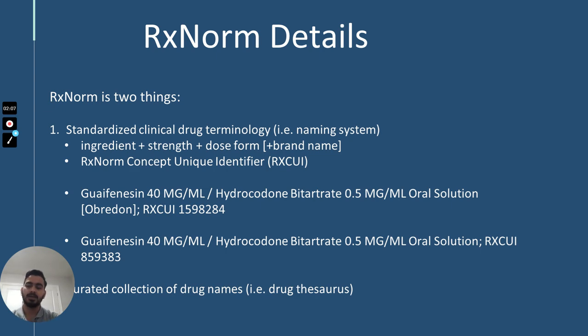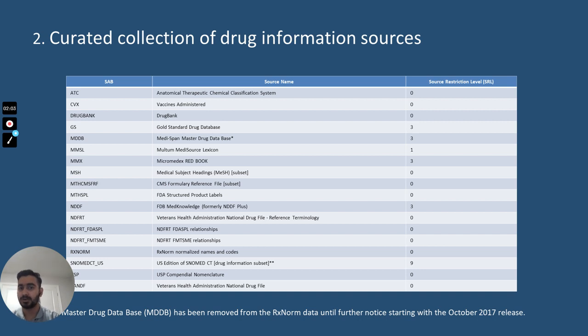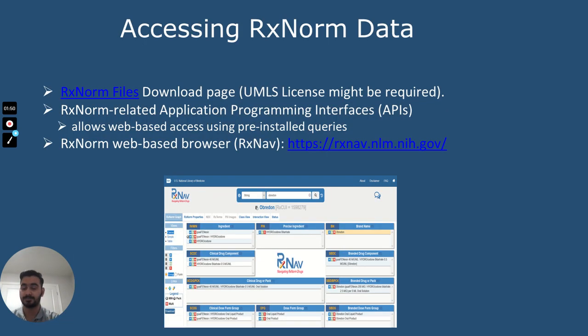And also, it's basically a curated collection of drug names, a curated collection of information sources. It's a database kind of, from where normalized names and codes come, basically a source for drug information as well. You can consider it that.